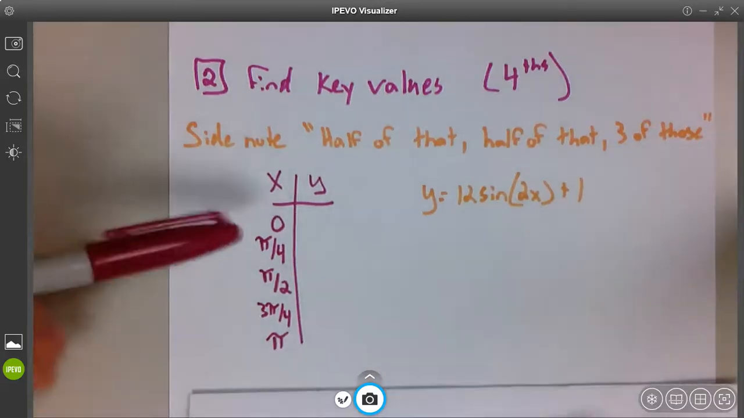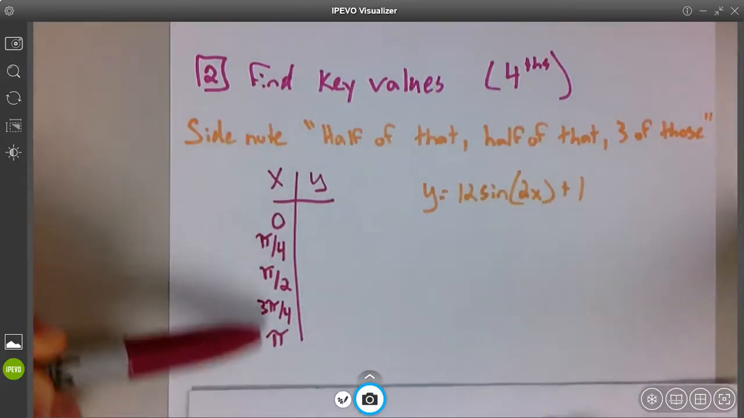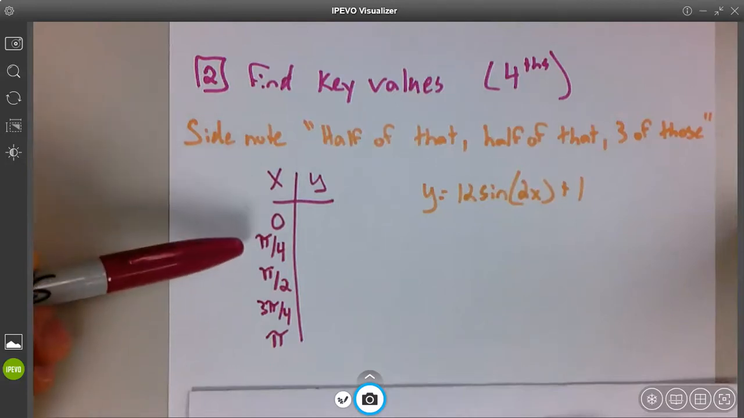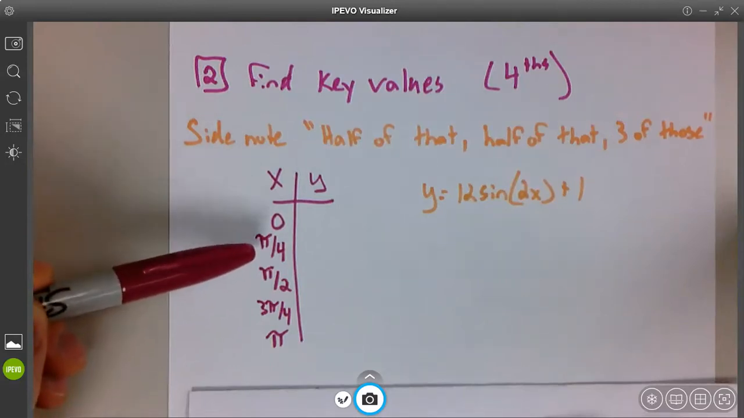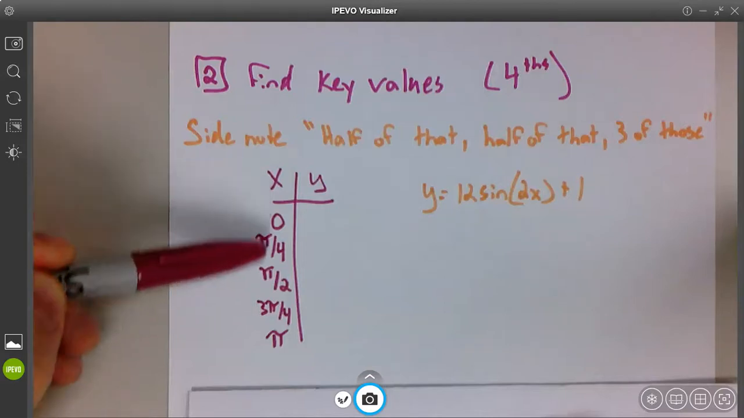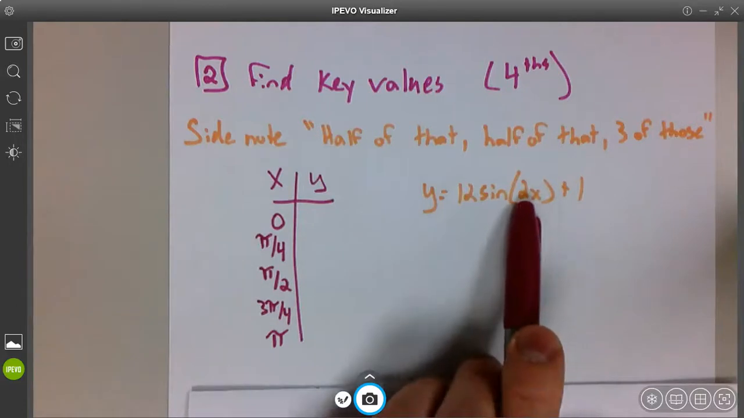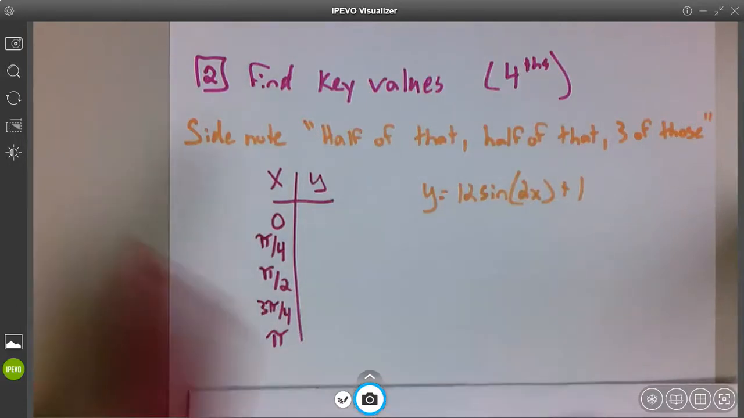Okay, now if you're looking at these numbers already kind of perplexed with what I've been saying, wait a second, Mr. Edwards, pi over 4? Well, the sine of pi over 4 is square root of 2 over 2. That's not one of those key features. And I get that. That's because before we take the sine of these things, we're timesing it by 2. We've changed the period. So let's go ahead and start with the first one.